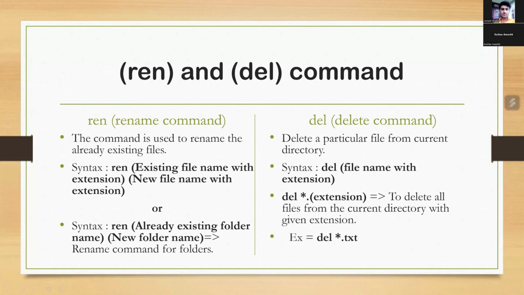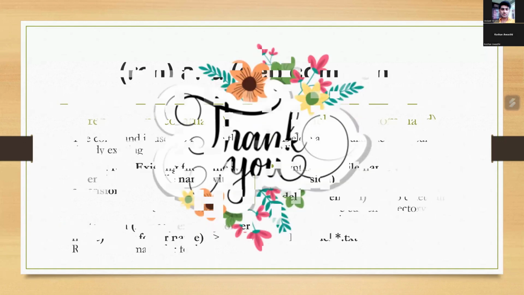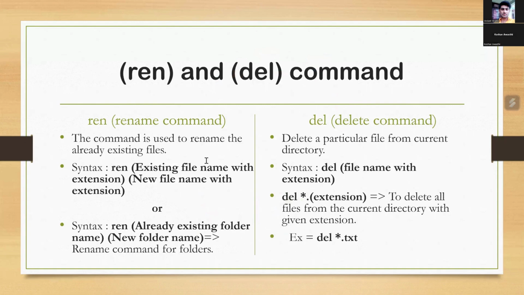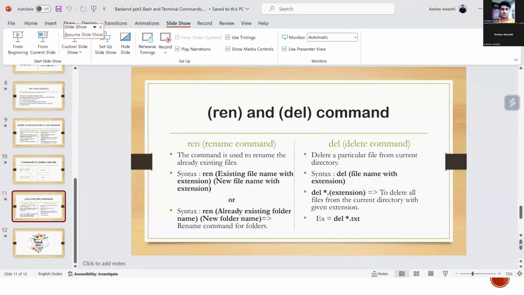There may be more than one file with the same extension present in one directory, but let's say if I want to delete all those files with the same extension, then I can use this command, del star and then the extension of that file. So it will delete all the files that end with the extension which we have provided with the del. So these are the commands that I have covered in my previous presentation. So I have covered this recap portion.